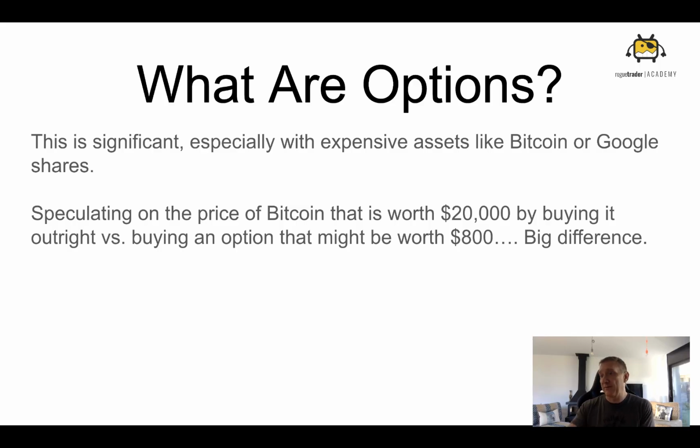So, here I have this example. Let's say you buy a Bitcoin, it happens to be worth $20,000 that day. Well, you could buy an options contract depending on the strike price and the expiry date. Maybe it costs you $800. That's a big difference. And that's what allows people to get in and out very, very quickly, speculate on price movements, and just generally speculate on the market in general.